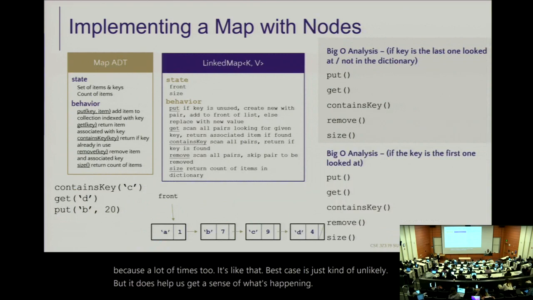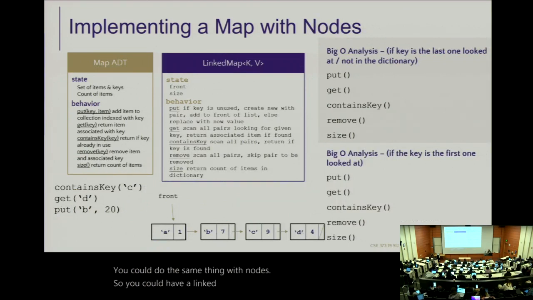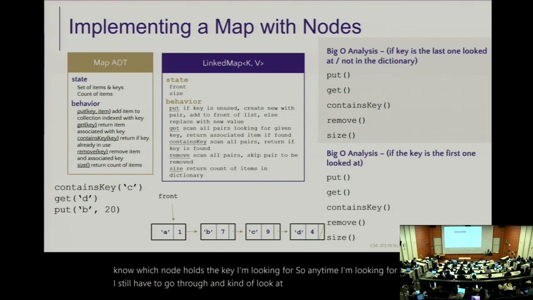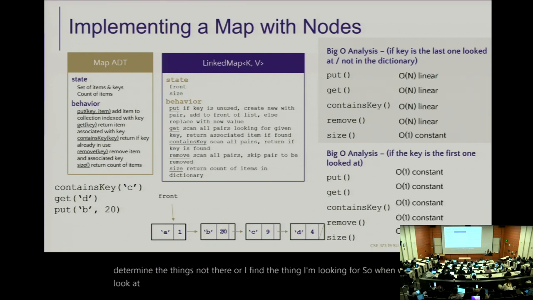You could do the same thing with nodes. So you could have a linked map. But a linked map is a situation where we don't have to incur the growth factor, but I still don't know which node holds the key I'm looking for. So anytime I'm looking for a key, I still have to go through and look at every single node until either I determine the thing's not there or I find the thing I'm looking for. So when we look at the runtimes, okay, I did some animations, there you go, they end up being identical.